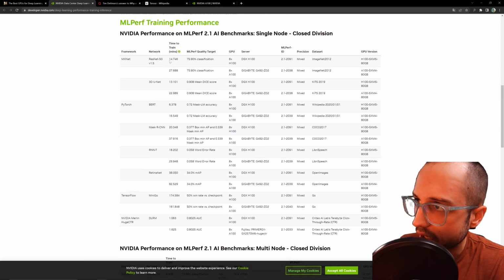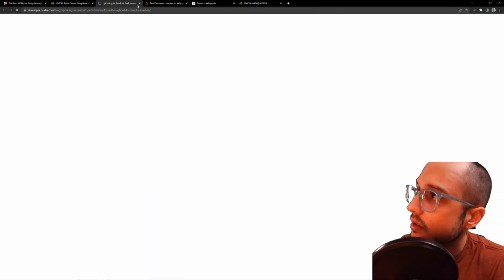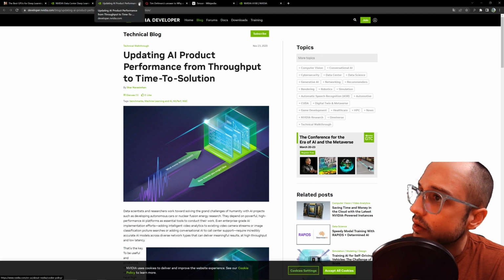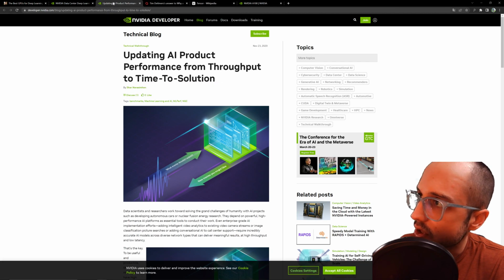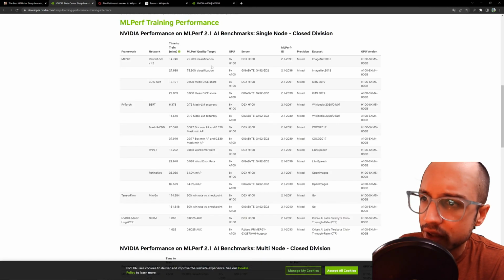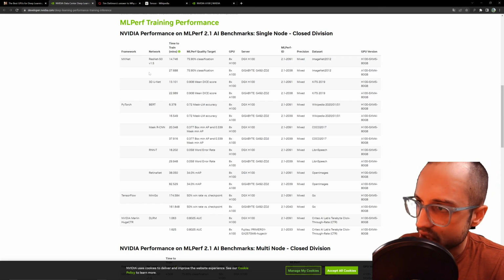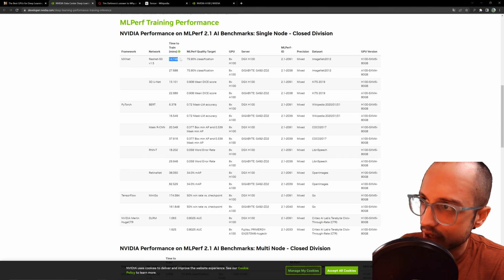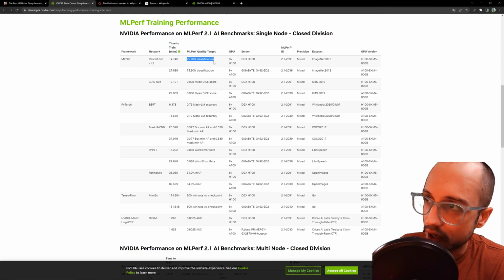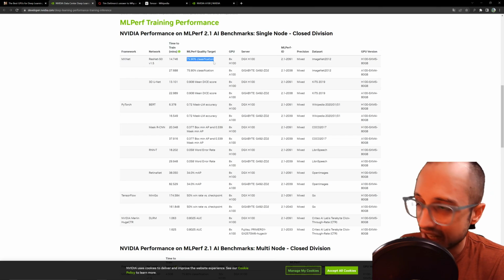You have here time to train, so what does this mean? Rather than benchmarking based on how many batches per second, you're benchmarking how long it took to train a ResNet 50 implemented in MXNet to a 75% classification score.